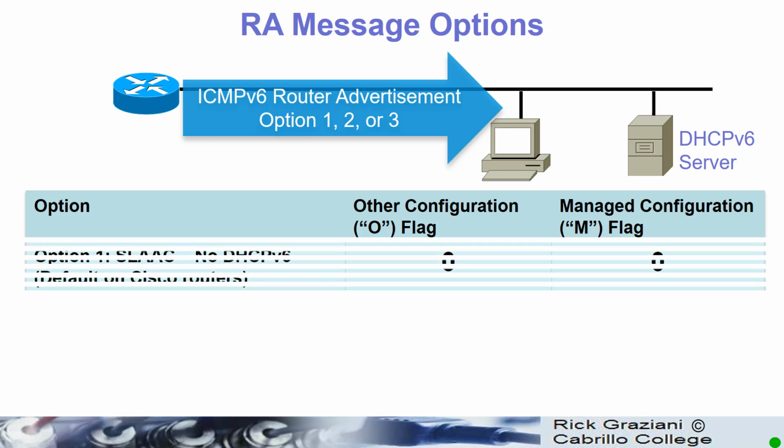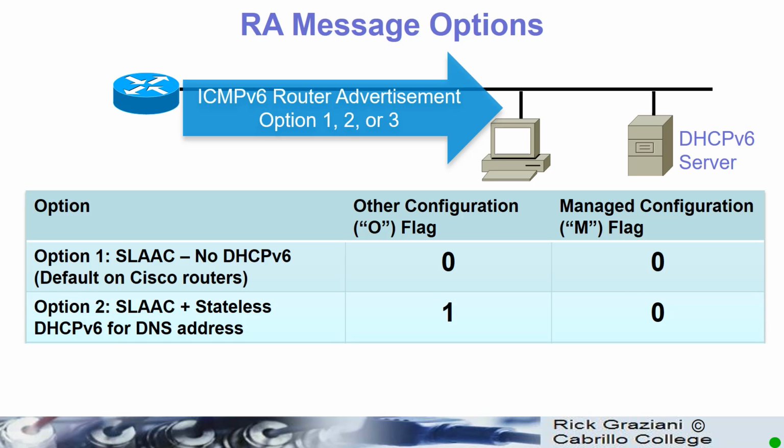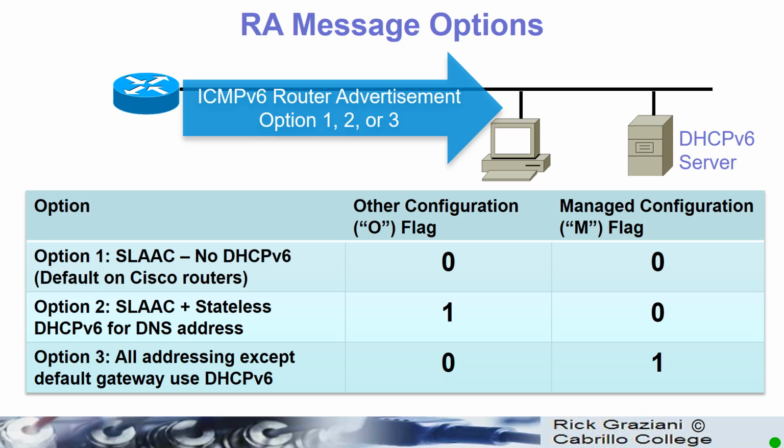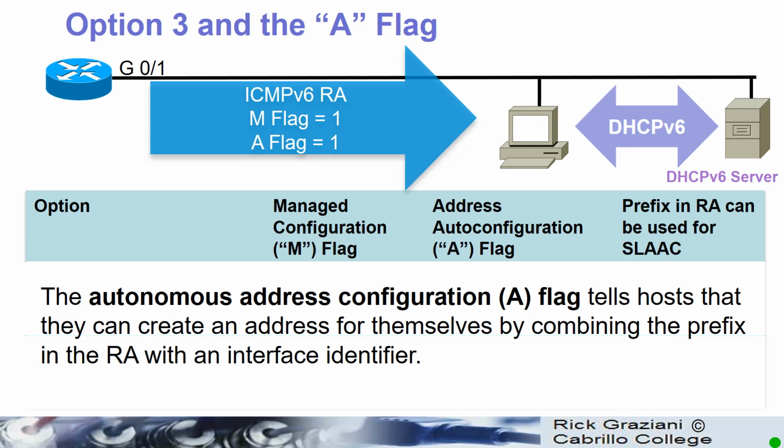So again, if other configuration and managed configuration are 0, option 1. When the other configuration flag is 1 and the managed configuration flag is 0, it's going to be option 2, SLAAC with stateless DHCP for DNS. When other configuration is set to 0 and managed is set to 1, that's going to be option 3, and that's get all information from DHCP. Again, pay attention to where the flags are, and that dictates if it's option 2 or option 3.